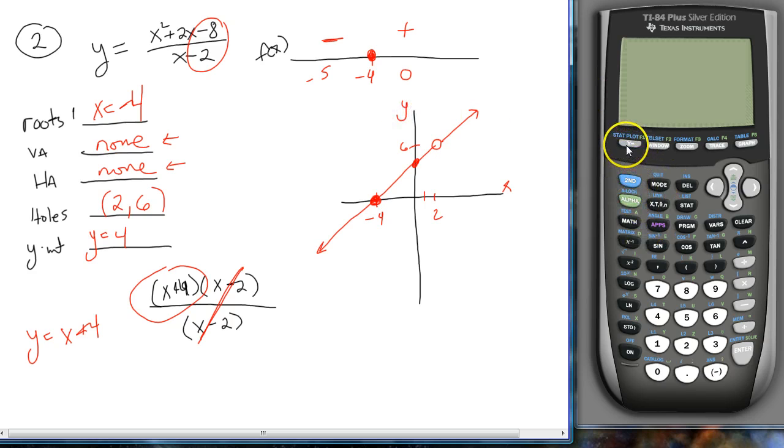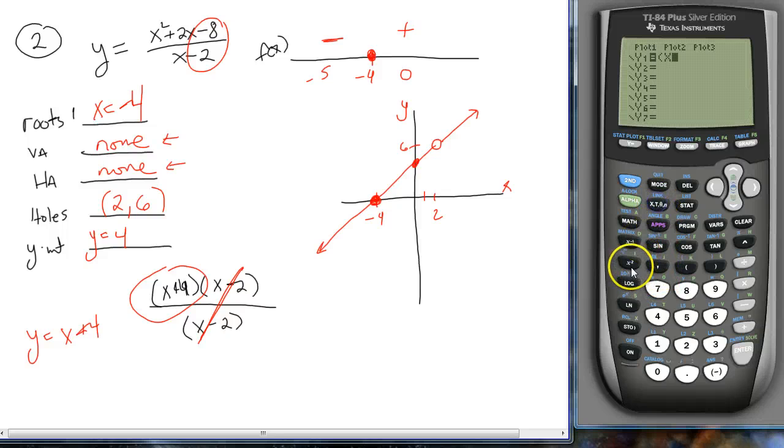Let's punch that in our calculator to make sure I didn't mess anything up here. So I'm going to delete this stuff. We hit clear. And you're going to use parentheses. Be careful, parentheses. So it's x squared plus 2x minus 8. And then downstairs just x minus 2 in parentheses. And look at that. There's our straight line. And you really can't see if there's a hole here.